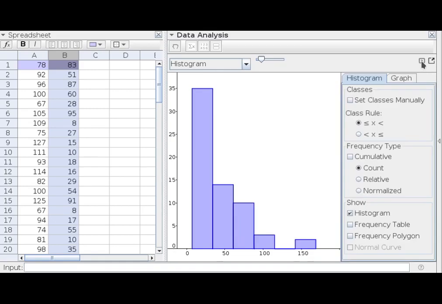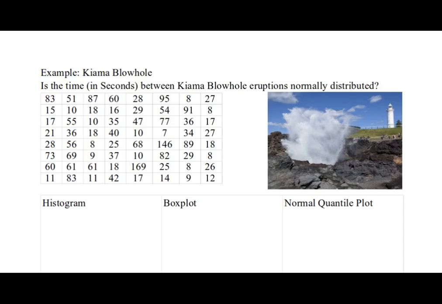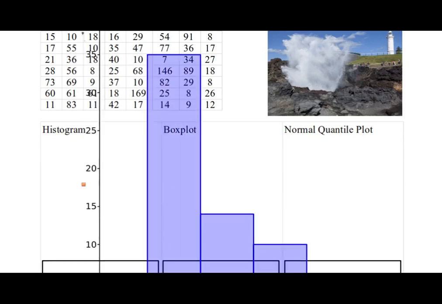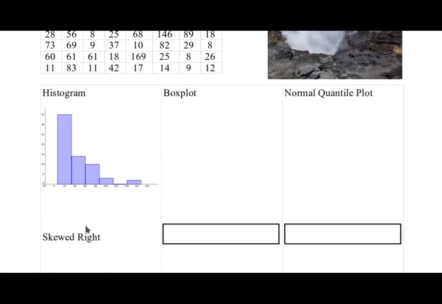So let's copy this as a picture, and let's paste this in. So we can resize it, and we can drag it in. So there's our histogram. And I think you'd have to conclude that it is skewed to the right.